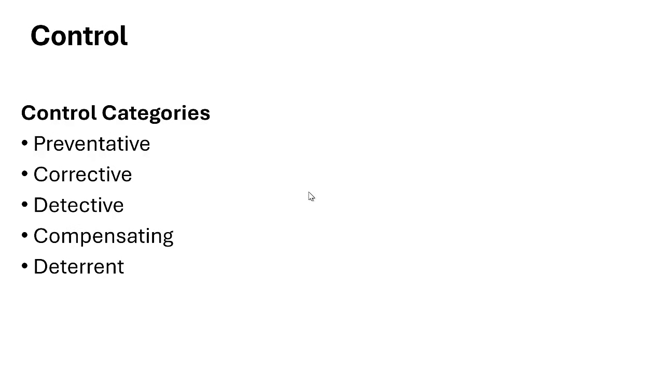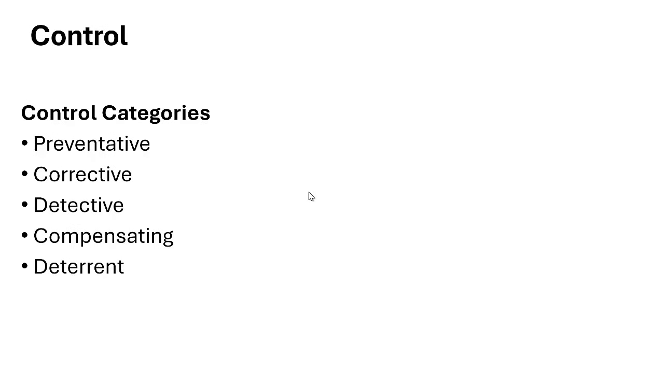Second is called a corrective control. A corrective control comes into the picture if the preventative control has failed and we have recorded an incident. After the incident, we have to reduce the impact. That is called a corrective control. Third is called a detective control. Detective control means detecting the incident. A compensating control comes into the picture when your primary control is not effective, but it is used to further block the attack. That is called compensating. And deterrent control is about preventing or discouraging a behavior.